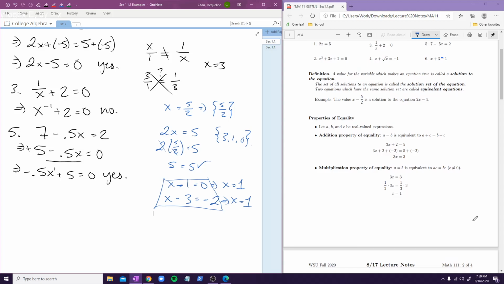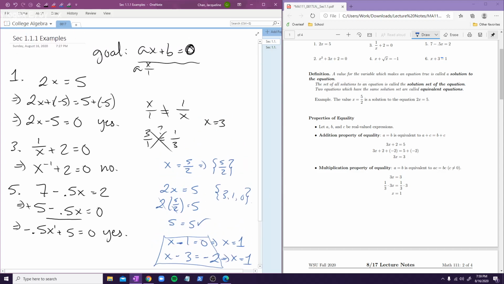Right. So next up, we have the properties of equality. First off, let A, B, and C be real valued expressions. The addition property of equality is A is equal to B is equivalent to A plus C is equal to B plus C. That's why, over here, my C in this case would have been the -5, and if I add it to both, these two equations are equivalent. Here's an example. 3x plus 2 is equal to 5. If I add -2 to both sides, then we get 3x is equal to 3.